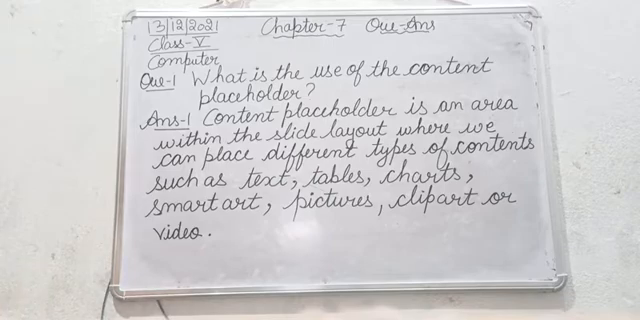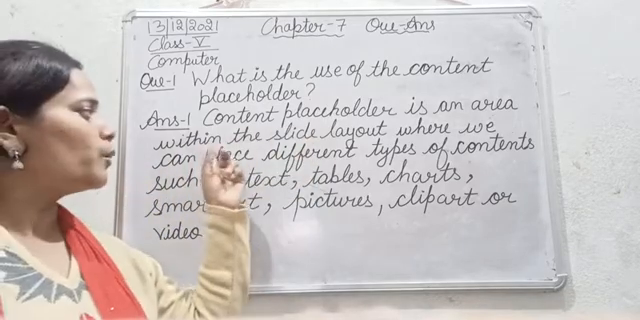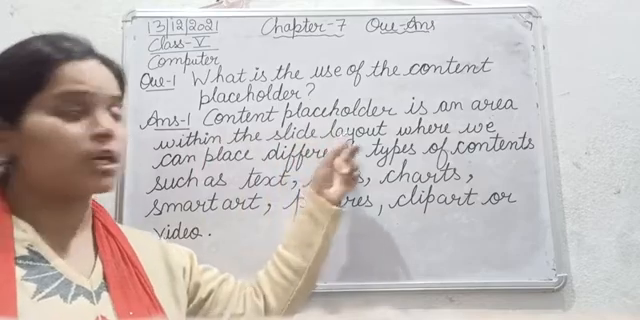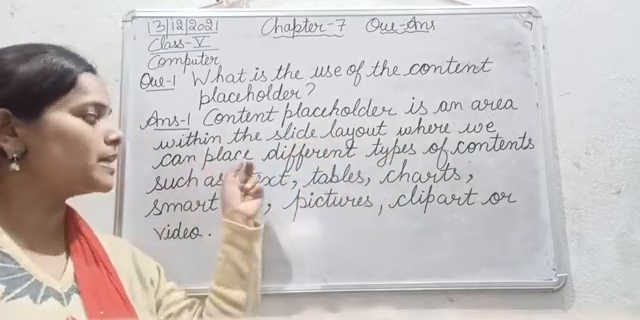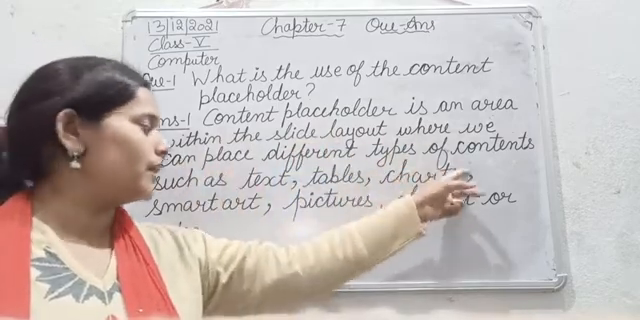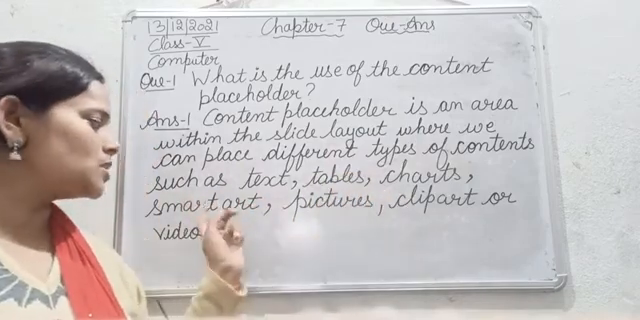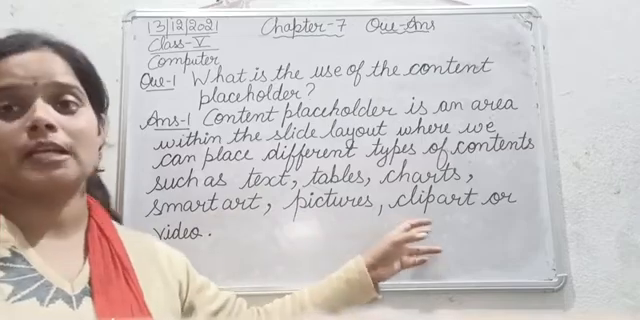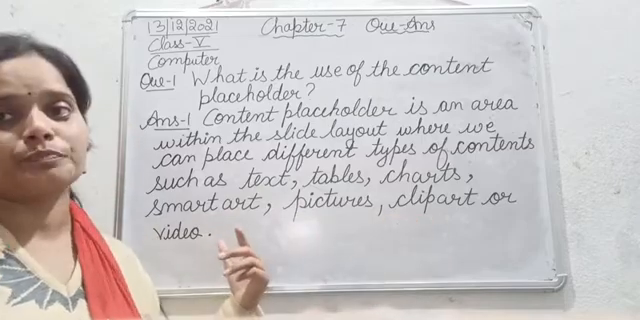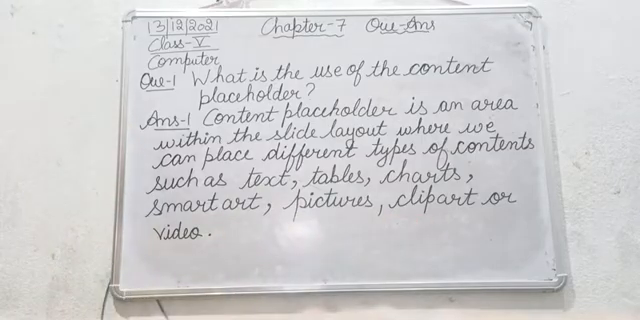So content placeholder is an area within the slide layout where we can place different types of contents such as text, tables, charts, smart art, pictures, clip art or video. Okay. So this is the answer for the question number 1. You can pause it here and note it down in your notebooks.